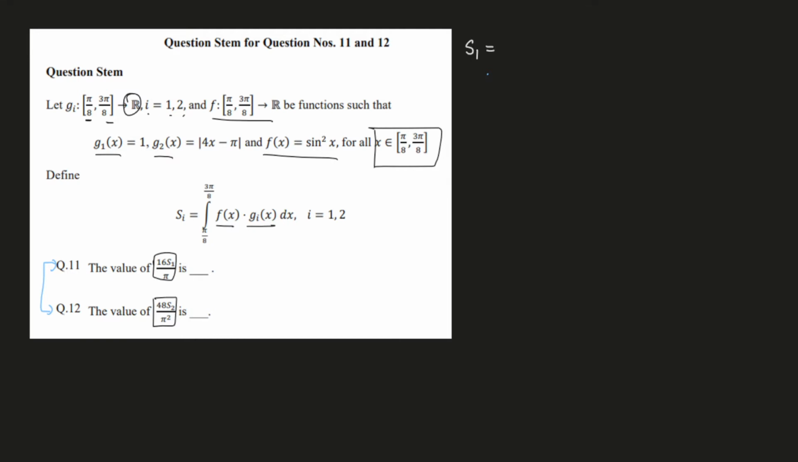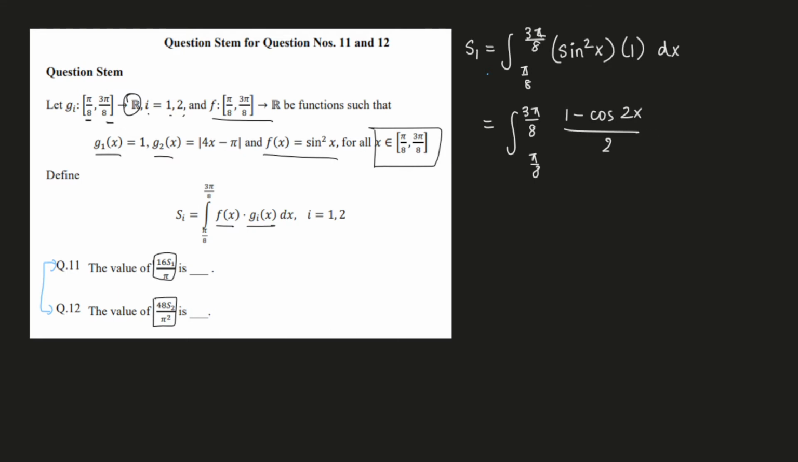The integral s sub 1 is equal to the integral from pi over 8 to 3 pi over 8 of f of x, which is just sine squared of x, multiplied by g1 of x, and g1 of x is just 1. So this is a relatively simpler integral compared to the usual types of tougher integrals. We can write the sine squared function as a simpler trigonometric function in terms of cos of the double angle, cos of 2x. So we can write sine squared of x as (1 minus cos of 2x) divided by 2, dx.